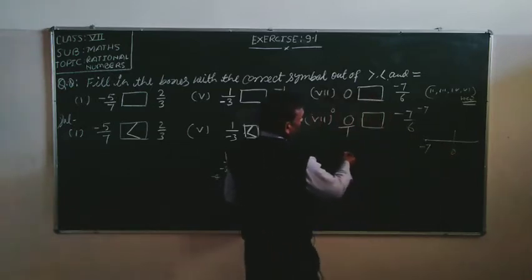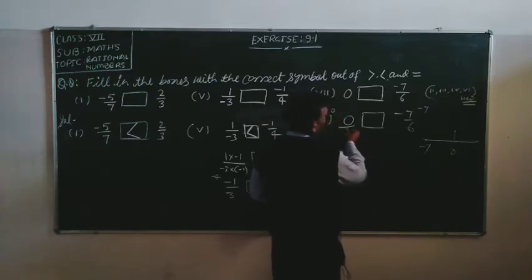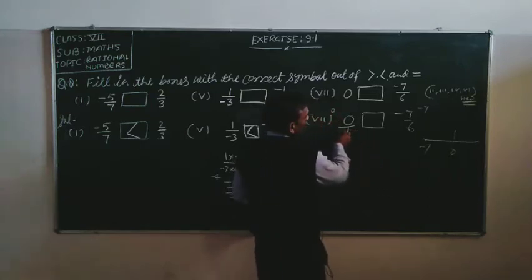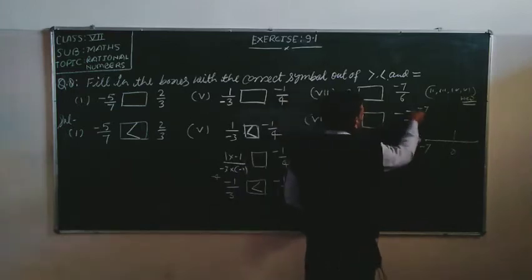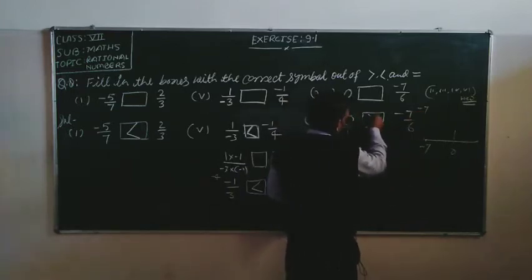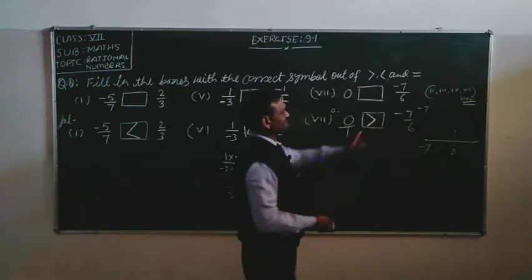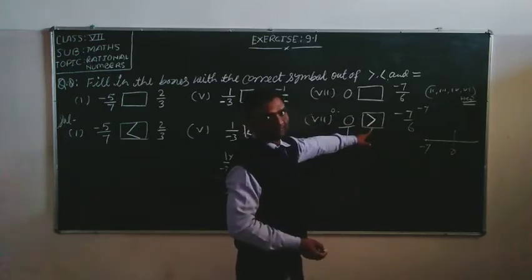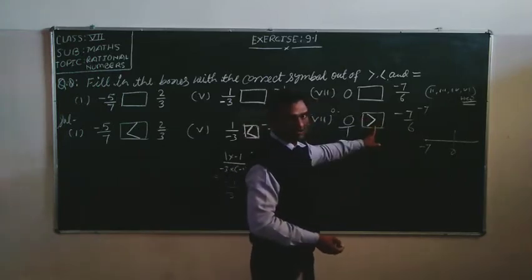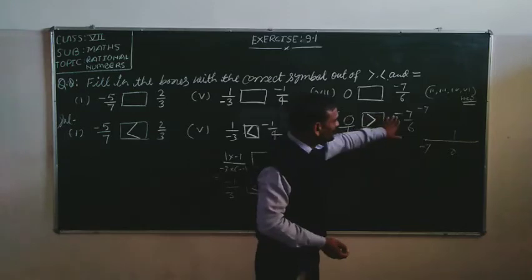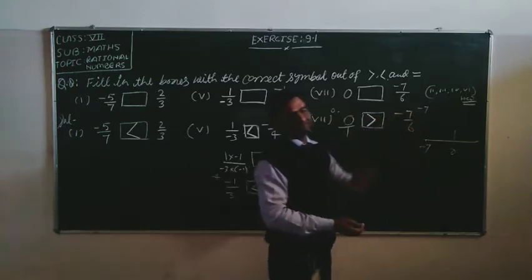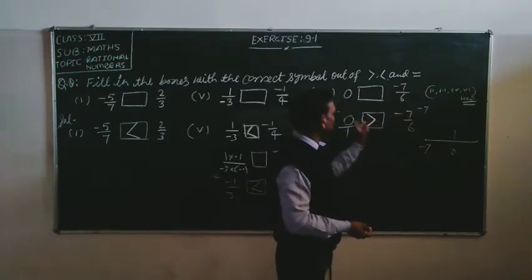So 0 is greater than -7. So you will use this symbol. You will fill this symbol in the box. Means 0 is greater than -7 upon 6 because it is a negative and it is a positive.